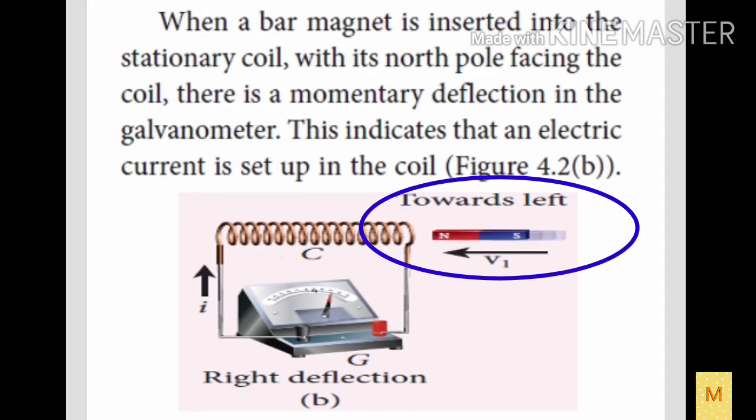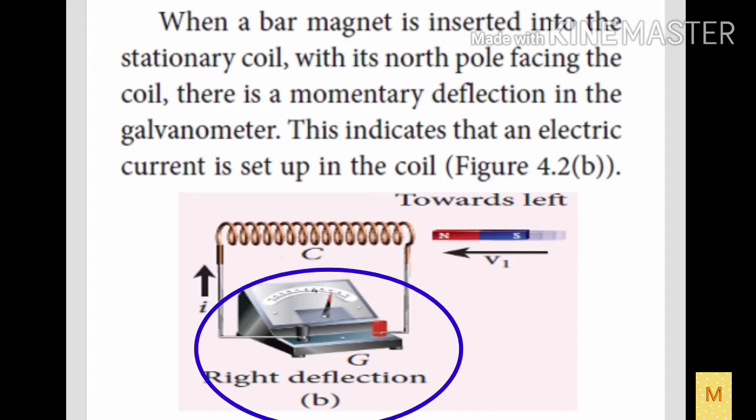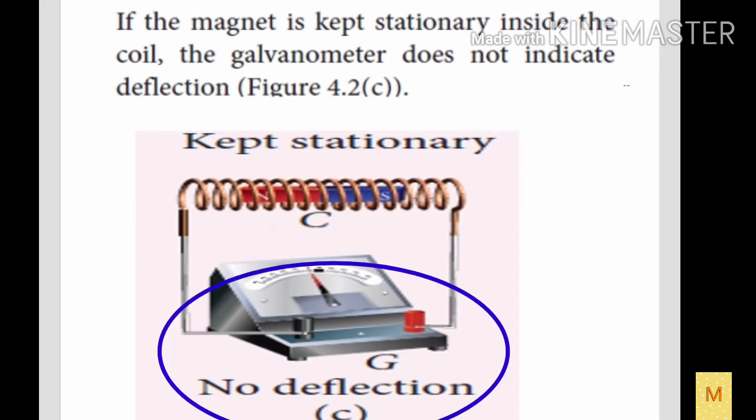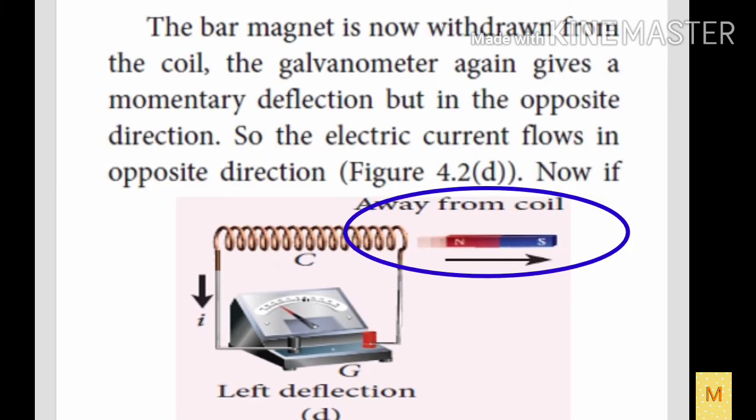When a bar magnet is inserted into the stationary coil with its north pole facing the coil, there will be the deflection in the galvanometer. This indicates that the electric current is set up in the coil. If the magnet is kept stationary inside the coil, the galvanometer does not indicate the deflection. Look at the picture.